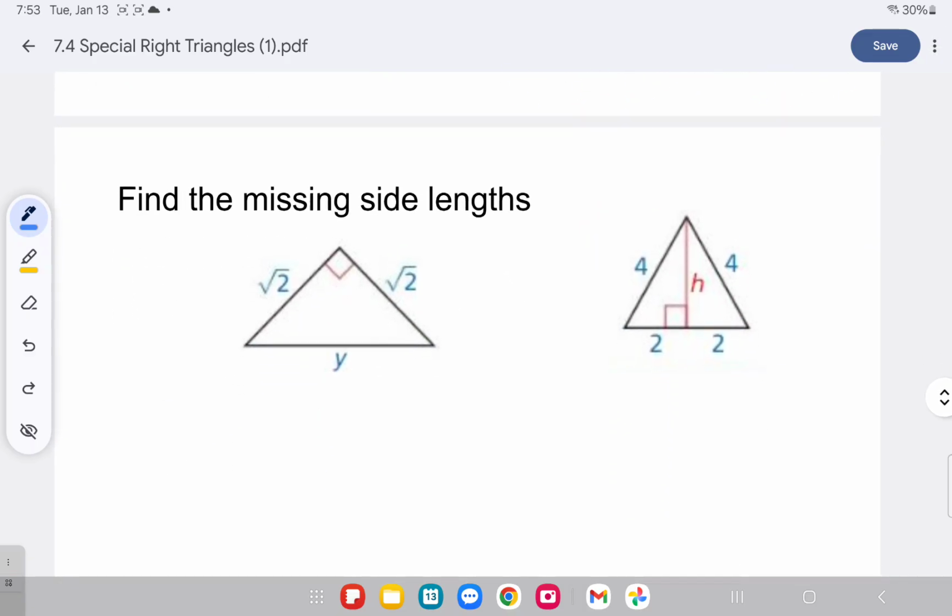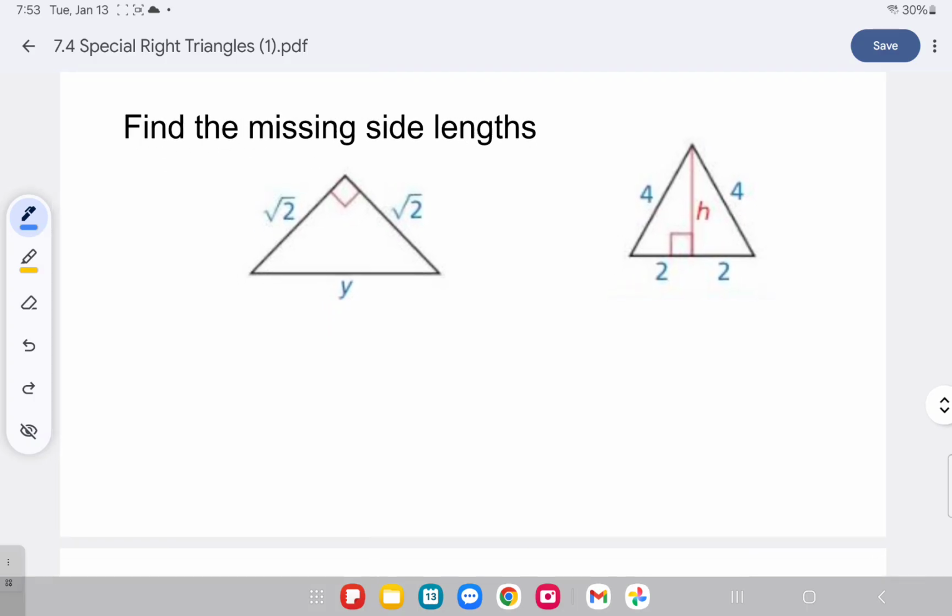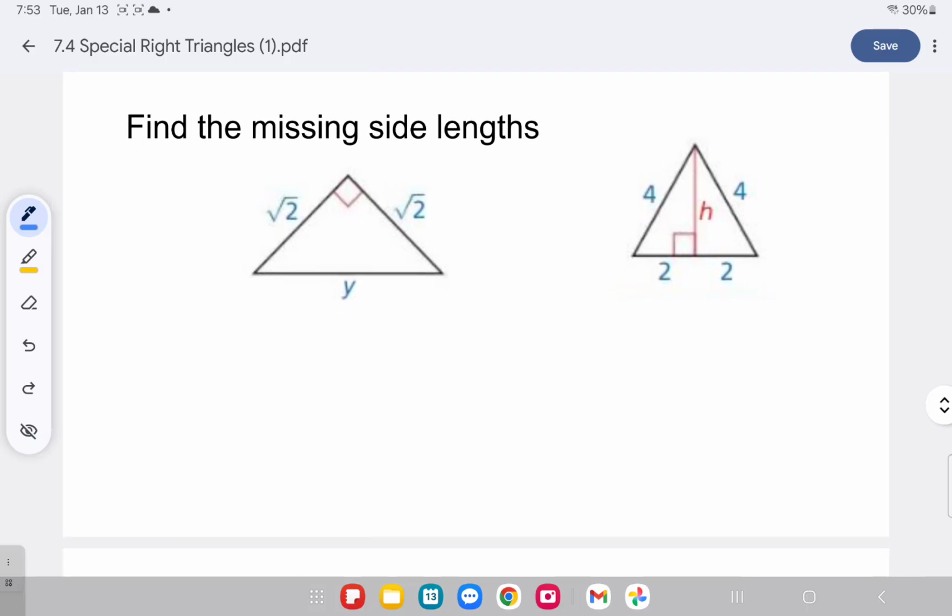So now let's put all that practice together. First we need to decide what type of triangle each one of these are, and then we'll figure out what's missing after that. In this first example, we have 2 sides labeled as root 2, which means this is an isosceles right triangle, or a 45, 45, 90. So if you look at your reference for 45, 45, 90, the 2 legs are the same, and to get the hypotenuse, you multiply by root 2.